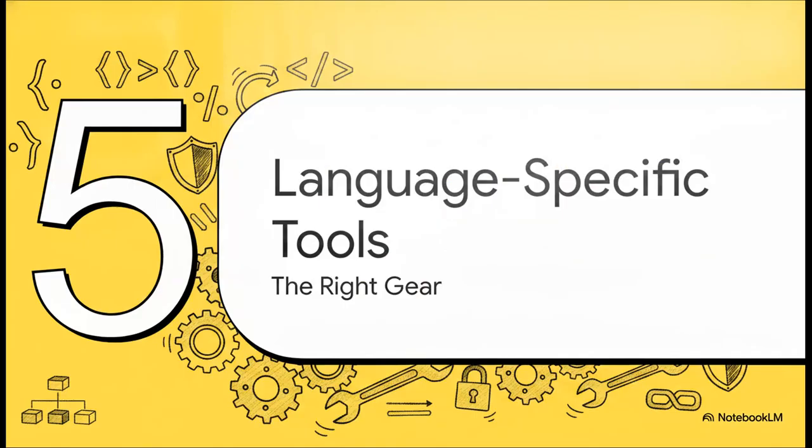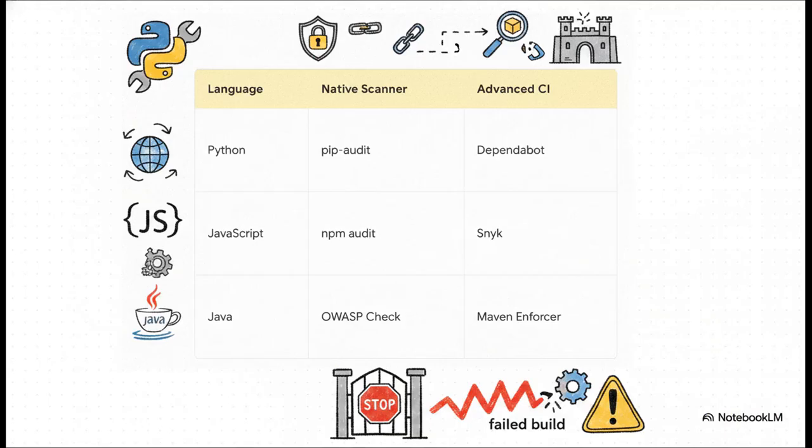Section 5. Language-specific security tools. The right gear. And this brilliantly illustrates exactly which tools you need based on your specific tech stack. If you're writing Python, you'll want pip audit or safety for native scanning, paired with pip tools and Dependabot. Over in the JavaScript ecosystem, NPM Audit and Yarn Audit are your primary built-in scanners, with Snyk and Dependabot handling the advanced CI side.